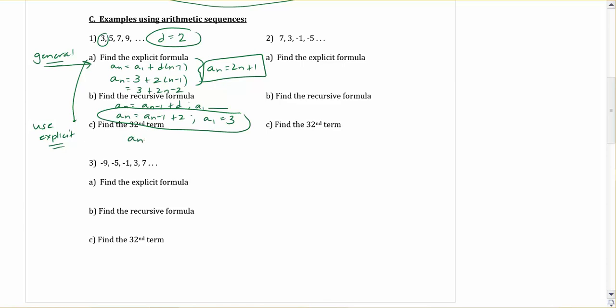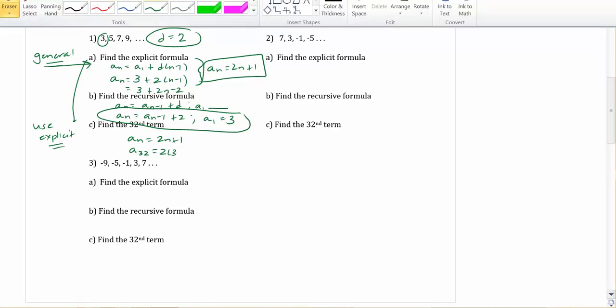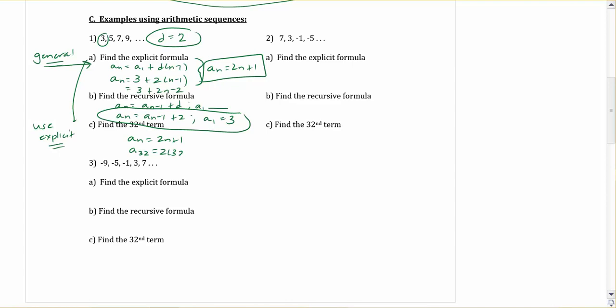So I'm going to say, okay, in part A, I found out my explicit formula is 2n plus 1. N stands for the term I'm looking for. If they're asking me for the 32nd, I'm saying, oh, A32. Every place I see an n, I'm plugging in a 32. So 2 times 32 plus 1. If you do 2 times 32, you get 64. If we add 1 to that, we get 65. Then I've just found out if I went out 32 places, the 32nd term in this sequence would be 65.